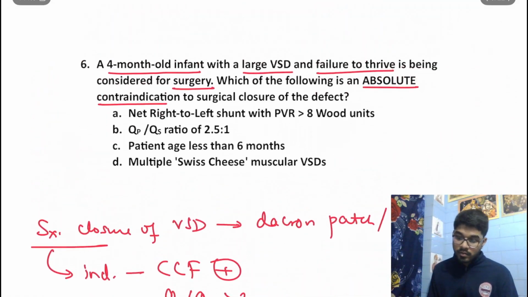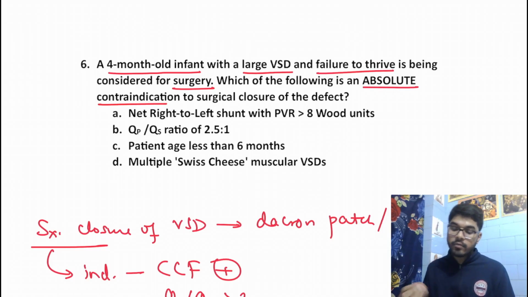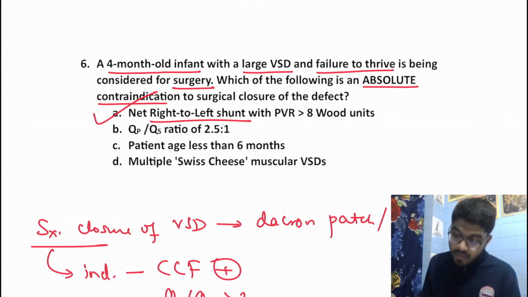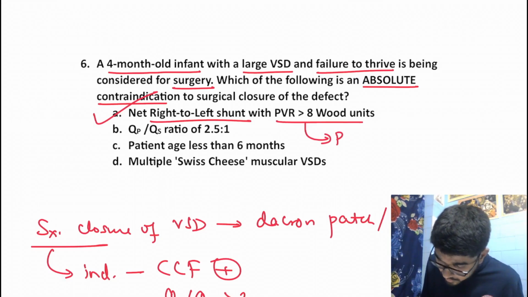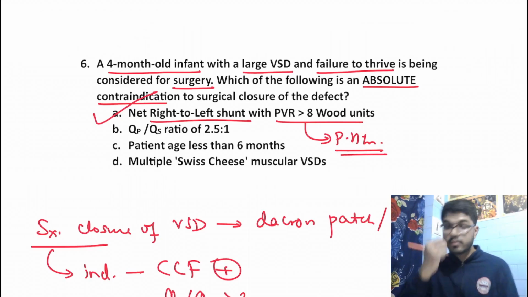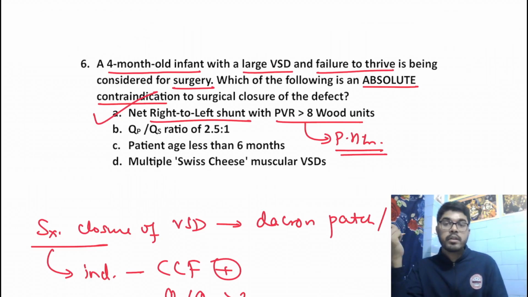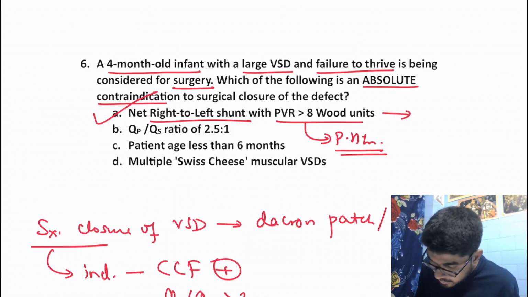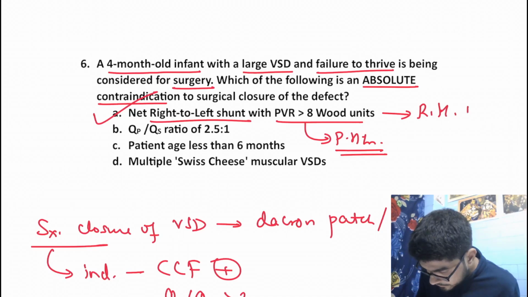Okay. So they asked us about absolute contraindication: net right to left shunt with a PVR more than 8 Wood units. This would be our answer. Right to left shunt is nothing but our Eisenmenger syndrome, and PVR more than 8 Wood units means pulmonary hypertension, right? More than 3 Wood units is pulmonary hypertension. So over here it is more than 8. If we perform a surgery, this would rather worsen and precipitate right heart failure.